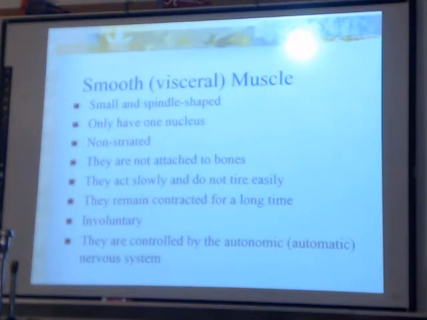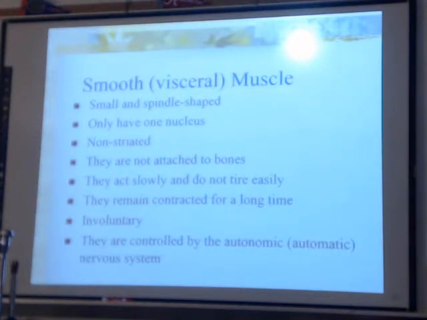It's small and spindle-shaped. So smooth muscle cells are very small. They have one nucleus. They have no lines or no striations. So they're single nucleated, and they have spindle-shaped fibers. They do not attach to bones. They are much slower, but they have a lot of endurance.